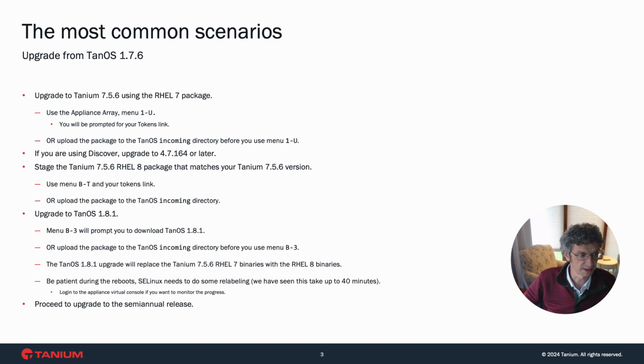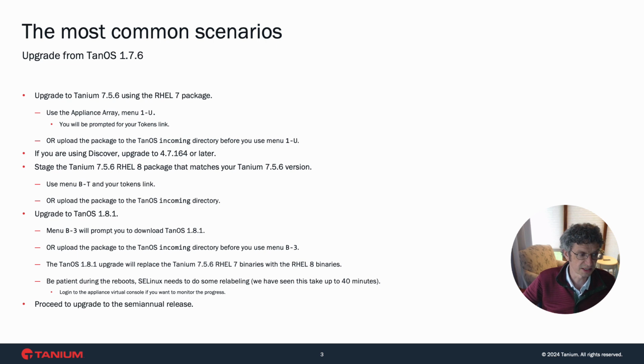After you have upgraded Tanium to 756, you're now going to want to stage the Red Hat Enterprise Linux 8 version of 756 onto the appliance. This is because when you upgrade from TanOS 1.7 to 1.8, we are changing the underlying operating system, one that's based on Red Hat Enterprise Linux 7 to one that's based on Red Hat Enterprise Linux 8. Because of that, we need to replace the binaries for you when we do the upgrade to TanOS 181.